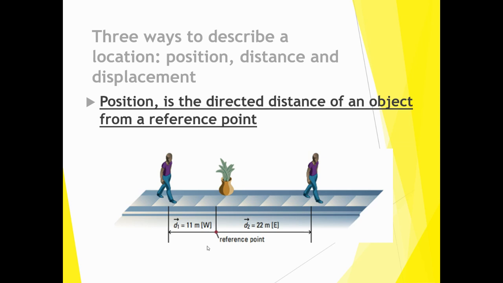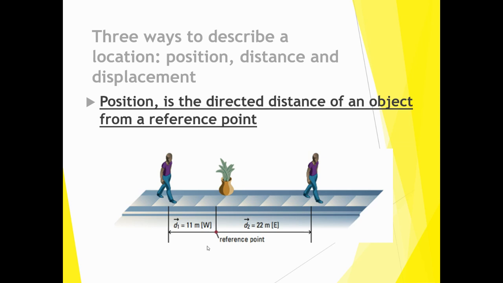So there are 3 different ways to describe a location. You can describe something's position, you can describe something's distance from a reference point, and you can describe its displacement. So the first one of these we're going to look at is position. Position is the directed distance of an object from a reference point.